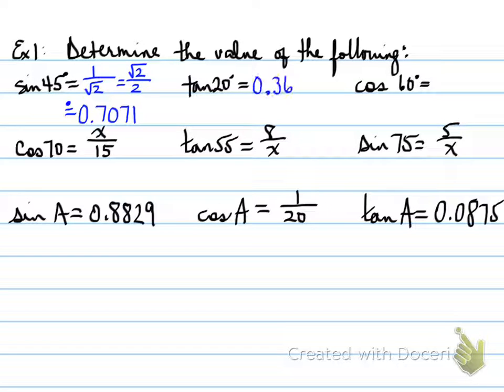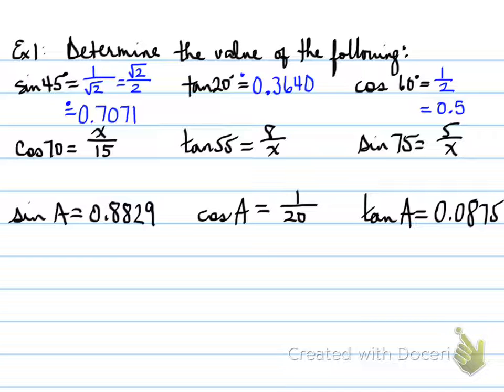So, tan of 20 degrees, folks, you should be getting this. And cosine of 60 degrees, you should get this. Note the dot over the equal sign means approximate. This is an exact value, so we do not put a dot here. All right, so these are all values that represent the ratios of those particular angles.